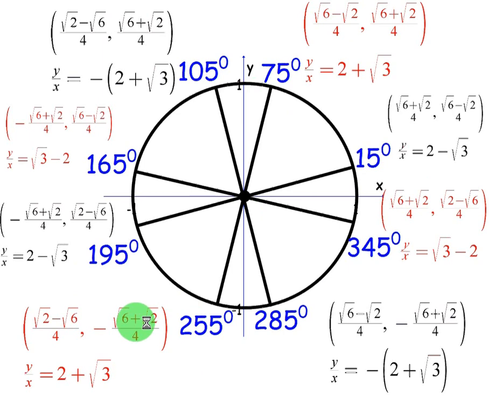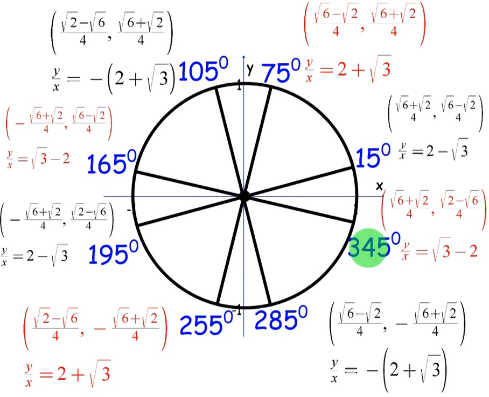Also, let's say you wanted to figure out this y value right here. Well, all you'd have to do is look at the y value here that's closest to this axis, and the y value is square root of 6 plus square root of 2 over 4. But since it's down here, it's going to be flipped and become negative. So that new y value is negative square root of 6 plus square root of 2 over 4. You can do that for any point on the unit circle when you're adding these multiples of 15 degrees. So let's just actually say what these all are. 15, 75, 105, 165, 195, 255, 285, and 345.